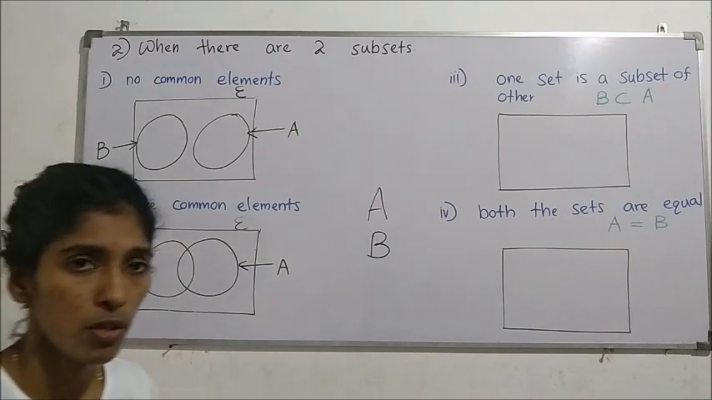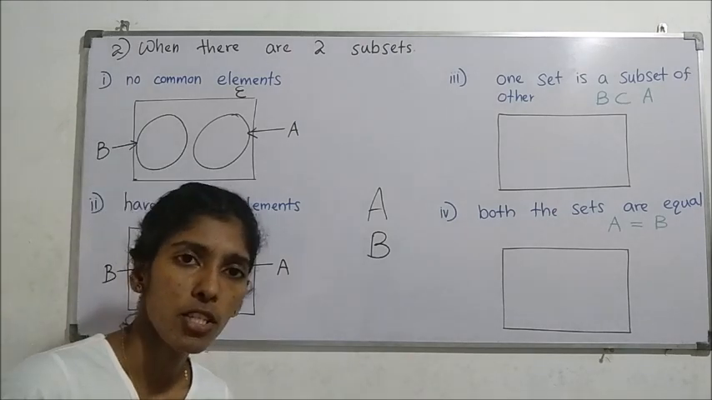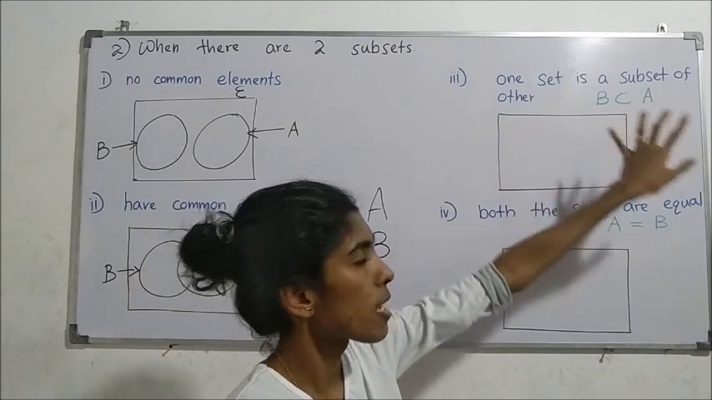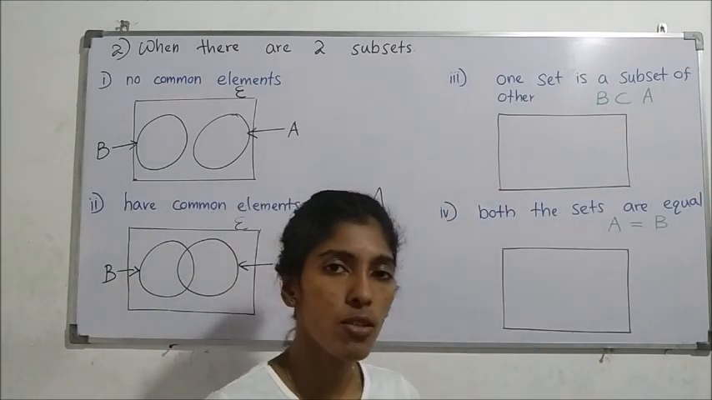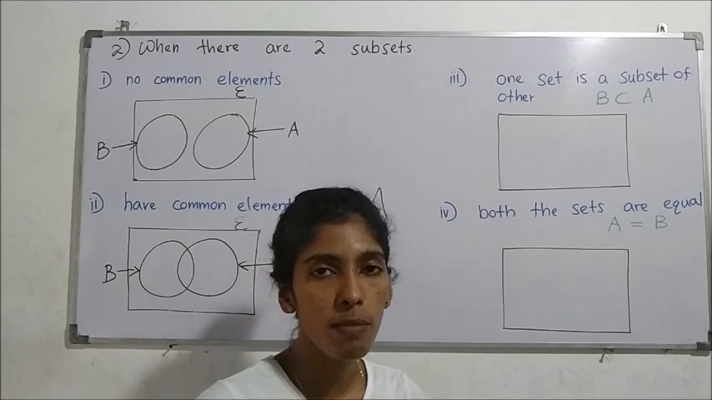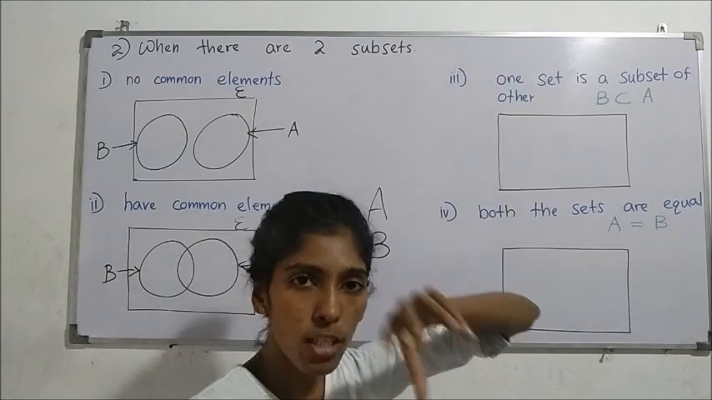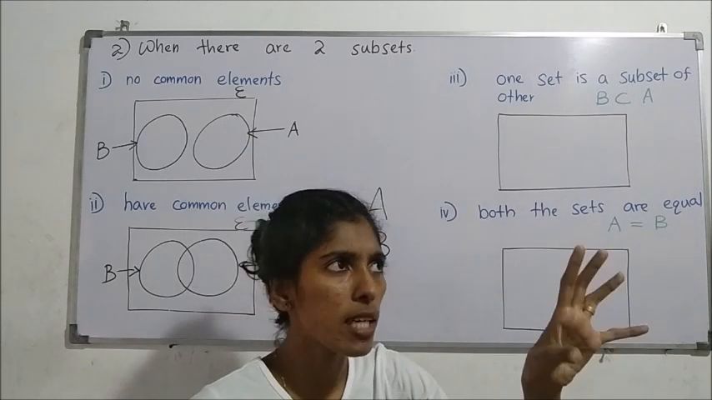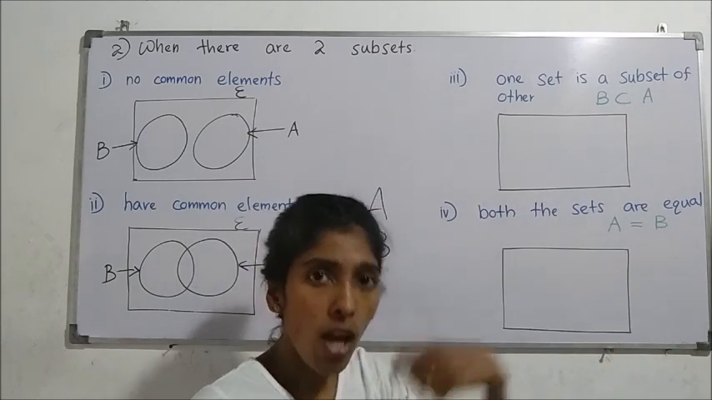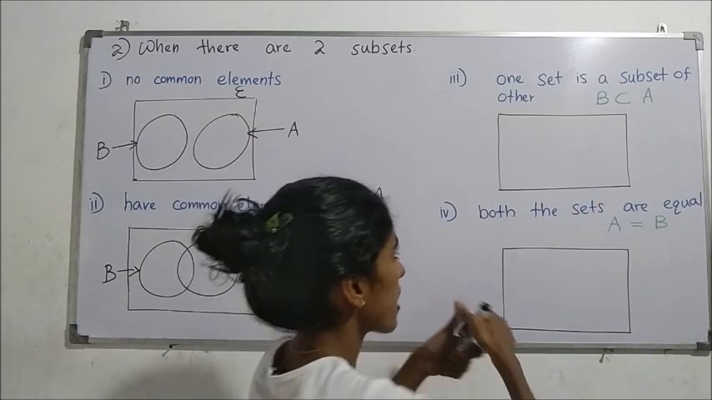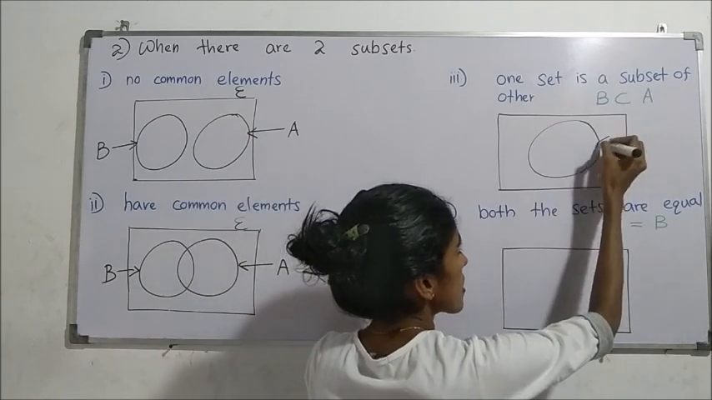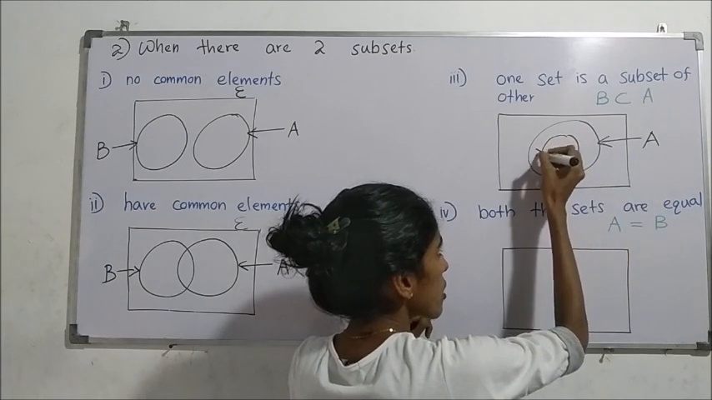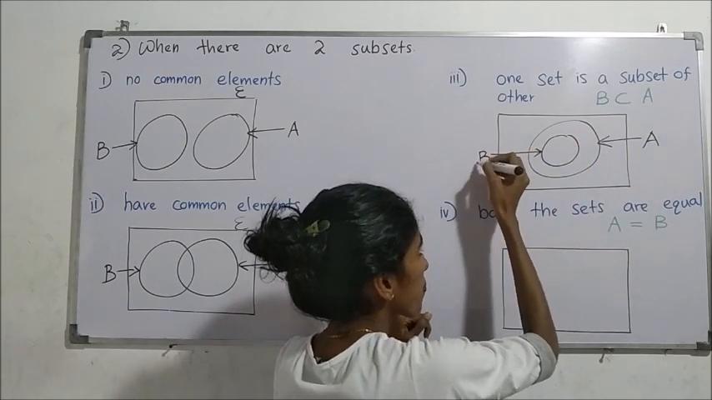Next, third situation, one set is a subset of the other one. For an example, you just think B is a subset of A, or else to the other side also you can take A can be a subset of B, but here I have taken set B is a subset of set A. That means completely the elements in set B belong to the set A. So at that time, this is set A and the subset is B, no? So inside that only I need to include set B.